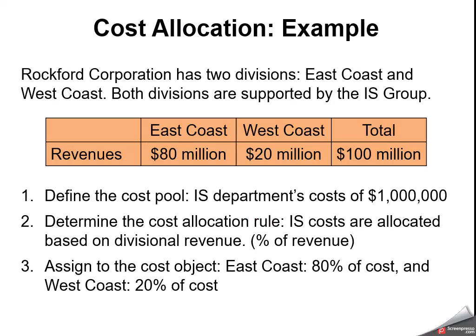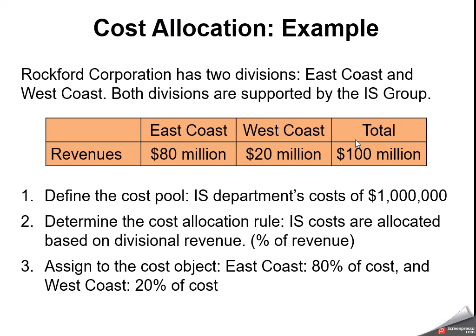So here we have an example. We've got the East Coast and the West Coast division. So in total, our revenues are $100 million, $80 million from the East Coast, $20 million from the West Coast. And what we're trying to allocate is the IS department's costs of $1 million. So we've determined that the IS costs are going to be allocated based on the percent of the revenue.